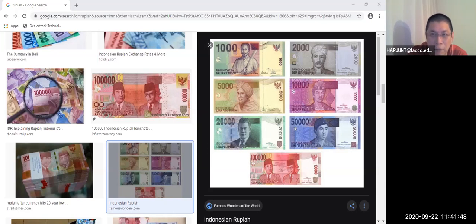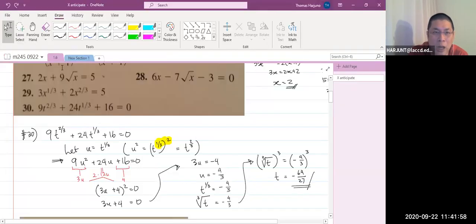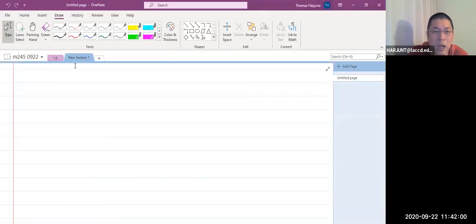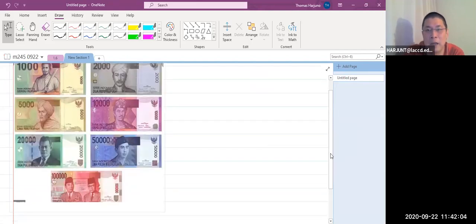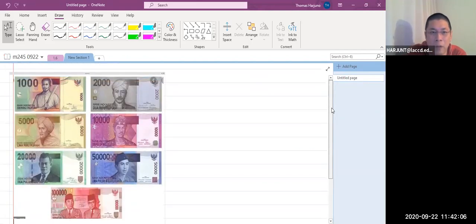I actually have Indonesian money at hand, but there's no point for me to show it to you by Zoom. But if you were in my class and this is calculus for business class, I would have shown you this. In fact, in the past, I gave 5,000 Indonesian dollar to my students who got an A in my class.